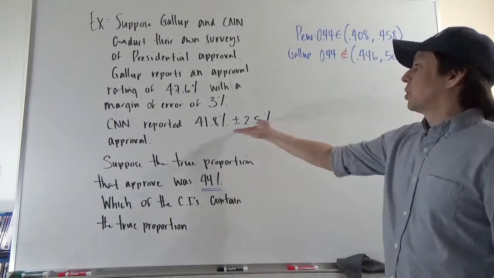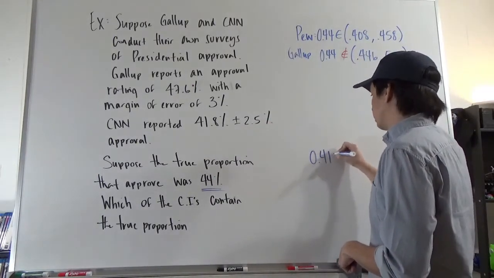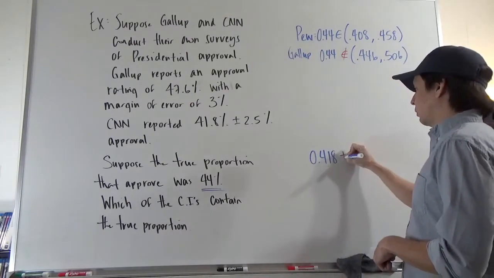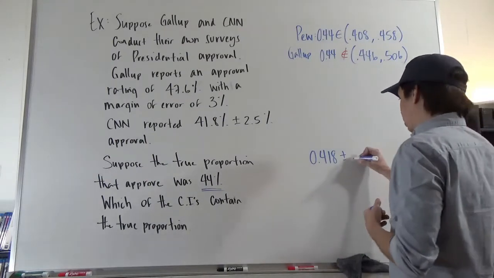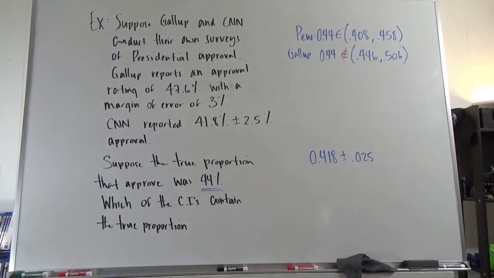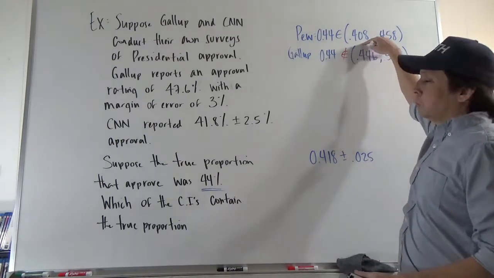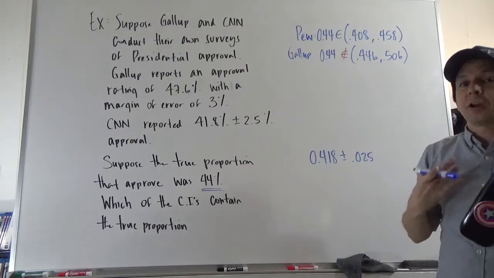CNN presented it a little bit differently, but it's the same idea. They give us a point estimate. We need to convert it to decimal. They put plus or minus, but that's implied to be the margin of error, 0.025. And you'll notice this one had 2.5%, this one had 3%, that had 2.5%. That's kind of the standard that they go for.